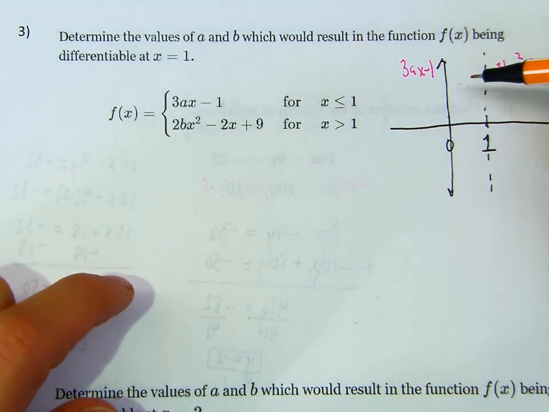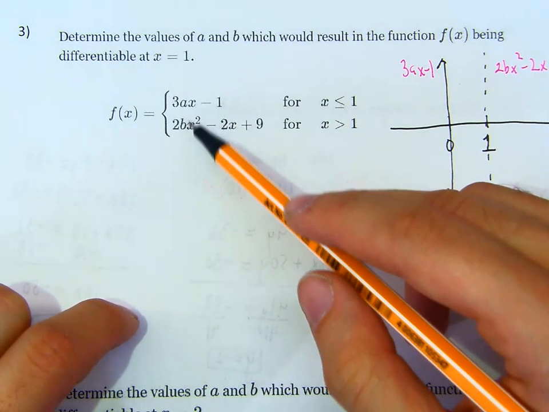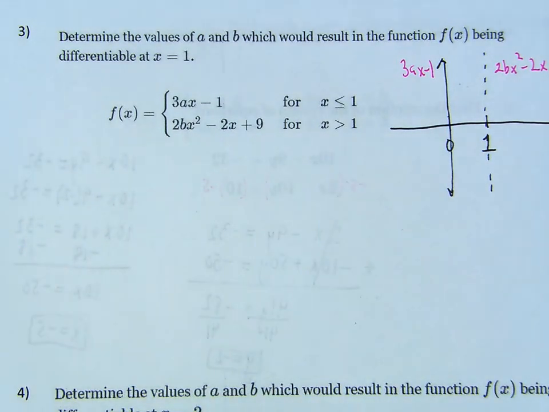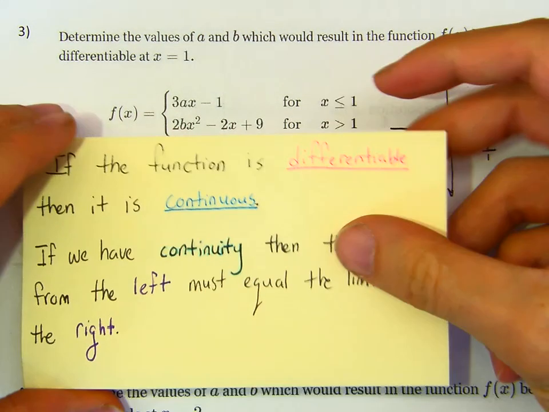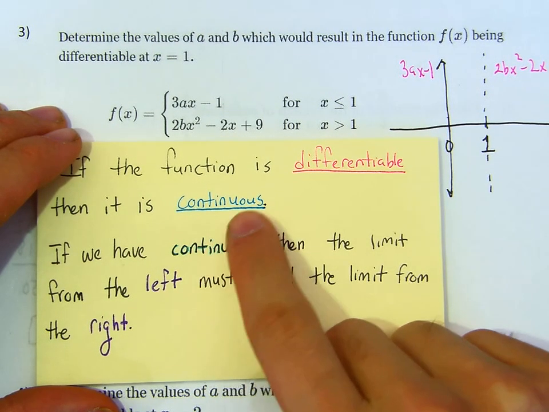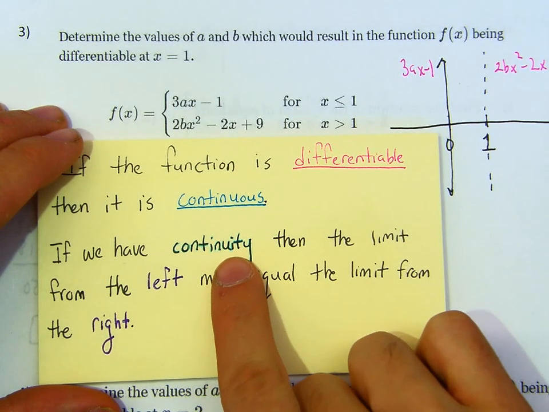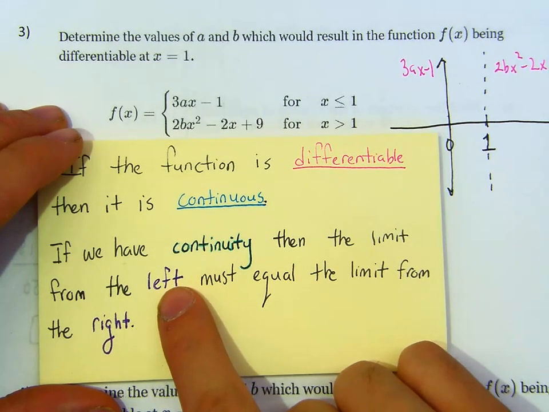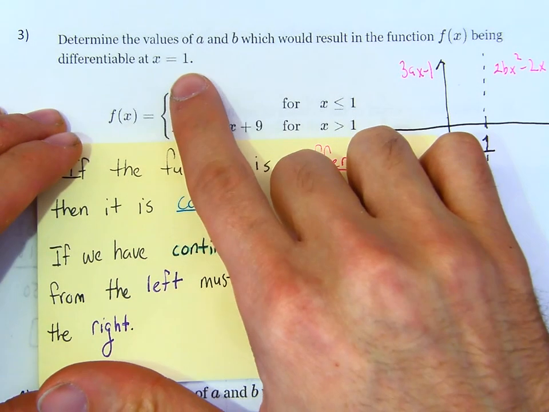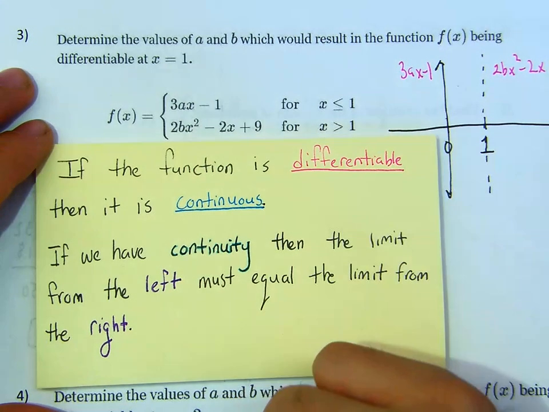So the idea is, what are the values of a and b that would make the function differentiable at x equals 1? One important thing from last class we have to be conscious about is that if the function is differentiable, then it is continuous. So the idea for this question is that if you have continuity, then the limit from the left must equal the limit from the right. Because we're trying to make the function differentiable at 1, it has to be continuous at 1 as well.